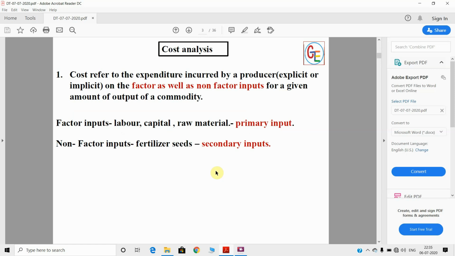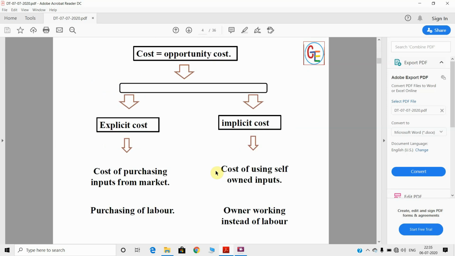If we divide the inputs into two broad concepts, the inputs can be divided into two parts. One is primary input and another is secondary input. Primary input is that input which is directly connected to the production process. Similarly, secondary inputs are those inputs which are connected to the production process indirectly. Suppose there is a demand for fertilizer, there is a demand for seeds for agriculture. That is an example of secondary inputs, right?